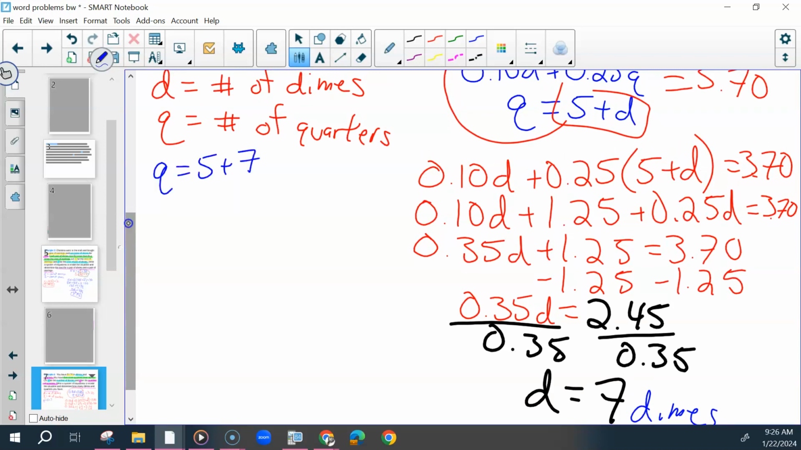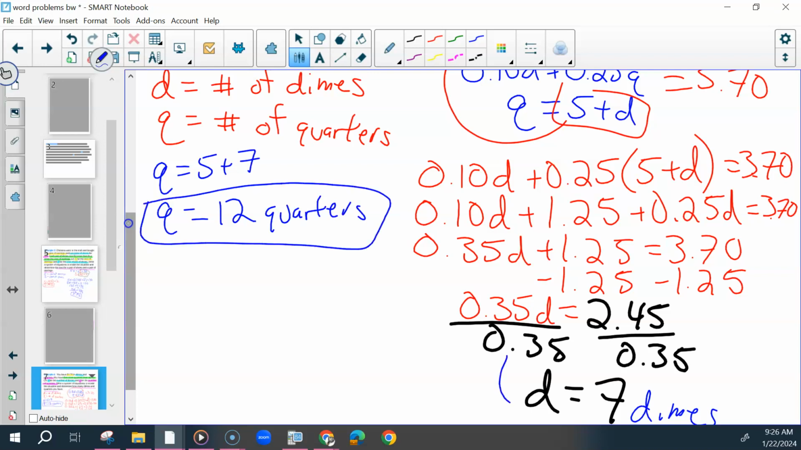So Q is... And if we were to put those back in, we should get the 370. Questions on that?